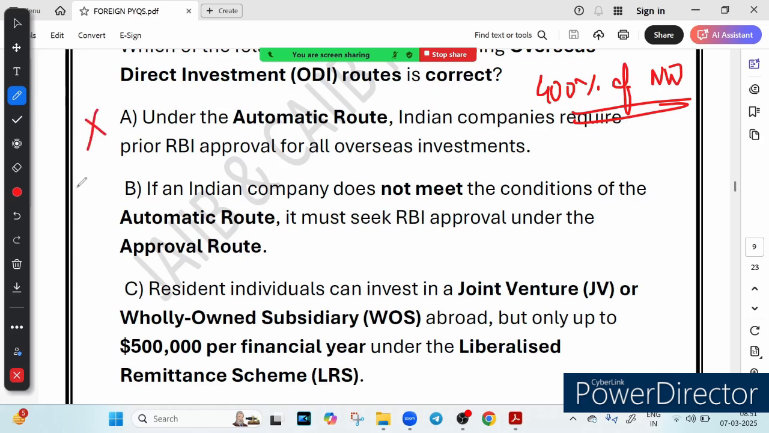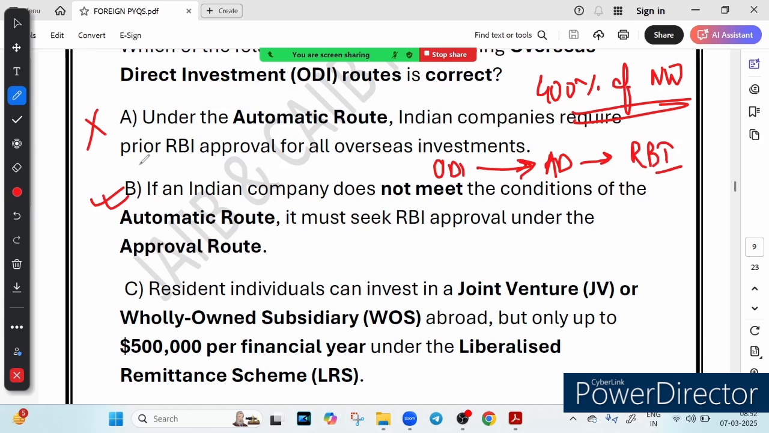Option B suggests that if the Indian company does not meet the condition of the automatic route, it must apply under the approval route. This is correct. Under the approval route, proposals are scrutinized by the authorized dealer bank and forwarded to RBI for approval. So see, this ODI company first sends its application to the AD, and then the AD scrutinizes the application form and sends it further to RBI, right? So this makes option B the right answer. Obviously, if the conditions for the automatic route are not met, they will apply under the approval route. There are two kinds of routes.